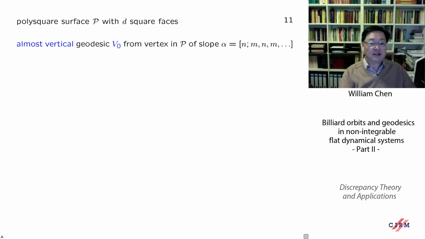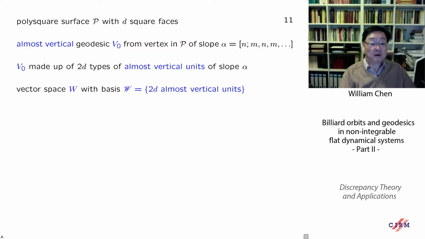So let's look at a polysquare surface P with D square faces, and let's consider an almost vertical geodesic V0. Let's say starting from a vertex in P, and the slope alpha has continued fraction expansion n, m, n, m, and so on. V0 is made up of 2D types of almost vertical units of slope alpha. So we are really thinking about a vector space W with a basis consisting of the 2D types of almost vertical units.